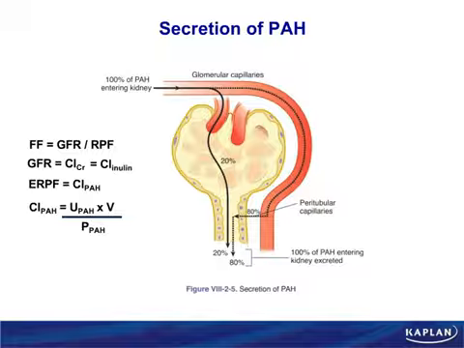But realize I use the word estimate. It's not an exact number because we are overestimating the GFR by a little bit because we have that little bit that we're secreting. That's the transport maximum. And that's why we use creatinine to estimate GFR. So it's the same concept as high concentrations of PAH.